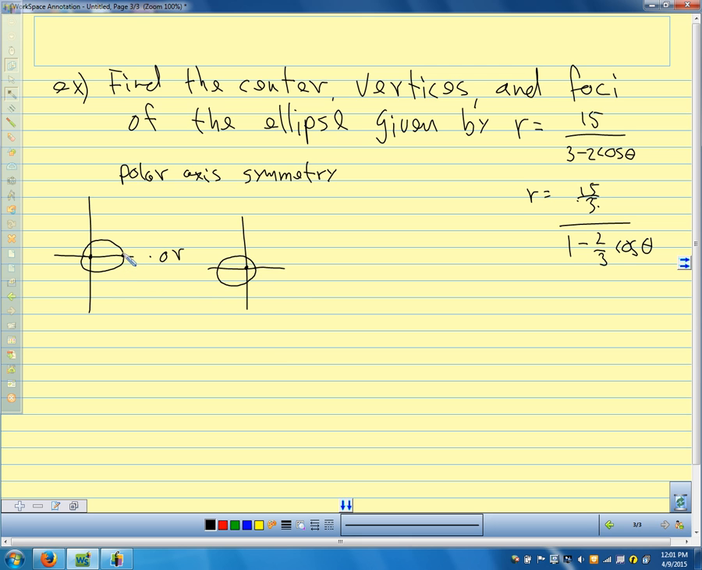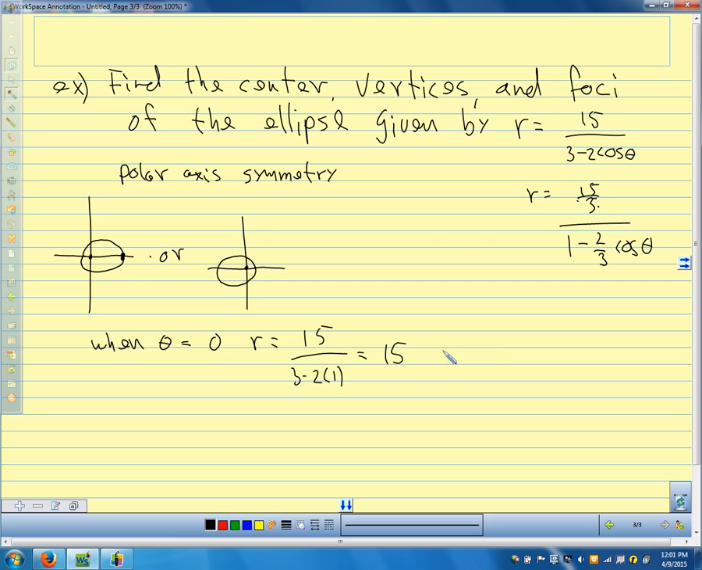What is theta here? 0. We plug in theta equals 0. r equals 15 over 3 minus 2 times the cosine of 0, which is 1. So we get 15. That's going to give us a vertex.